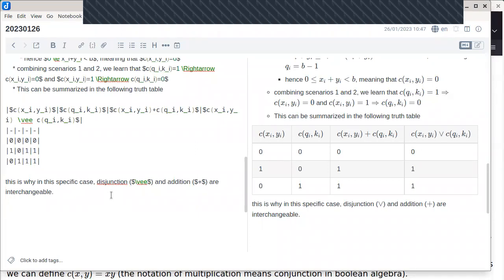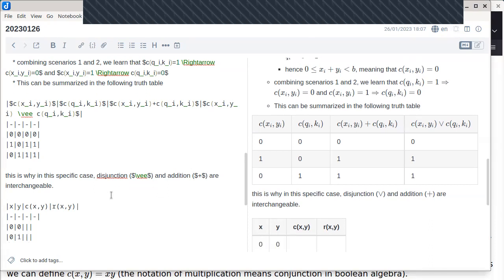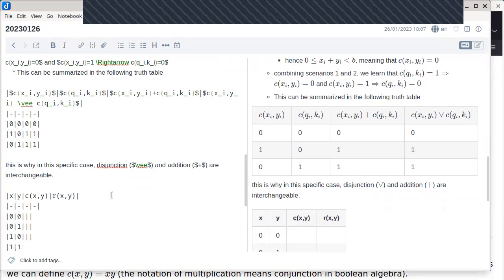So we have x, y, and then we want to look at C of x, y. And then we also want to look at R of x, y. So we're going to make a table out of this. And that's how we make a table in Joplin or Markdown. X can be 0, Y can be 0 at the same time. And then we'll figure out the other 2 columns. X can be 0, Y can be 1 at the same time. And we'll figure out the rest. And then we have 1, 0. And then finally, we have 1, 1.